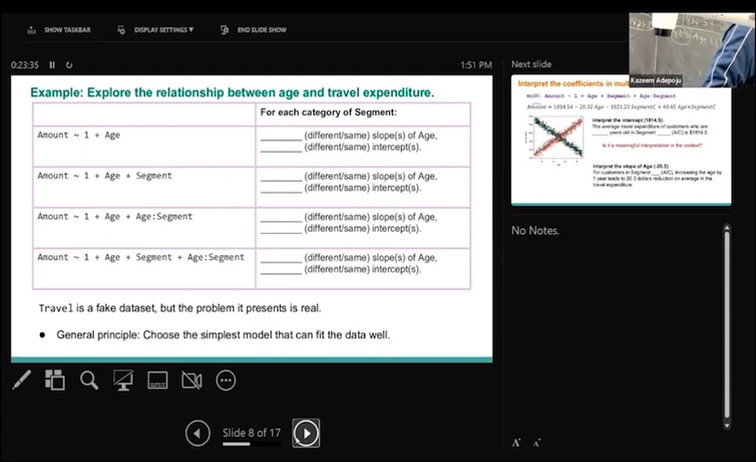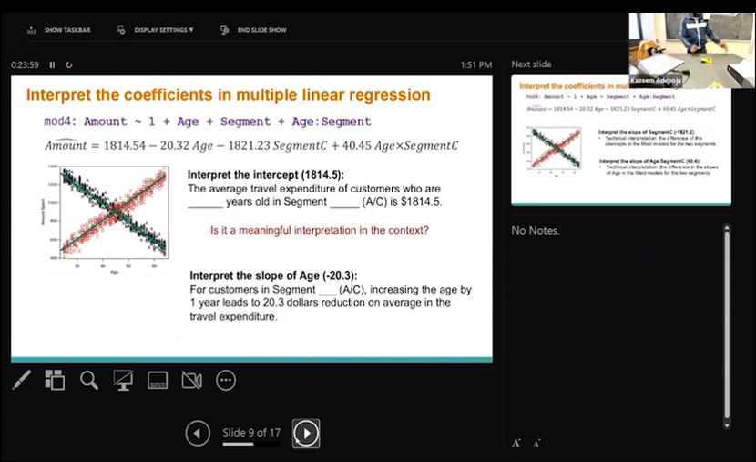When we introduce segment, what happened? Different intercept, the same slope. When you introduce age segment without the other one, it is probably giving us a different slope but the same intercept. But the last one is basically going to be different. Does that make sense? Okay. And of course, you remember the other time when you were interpreting.